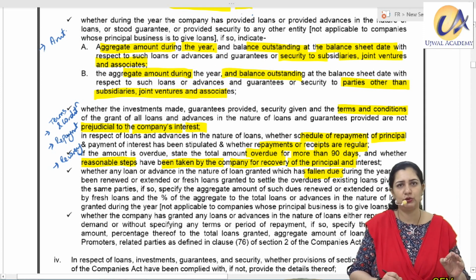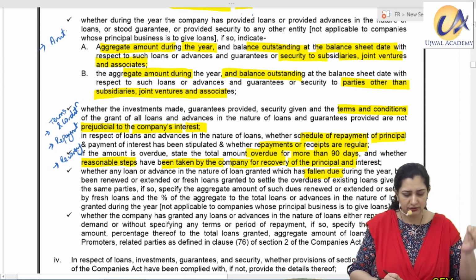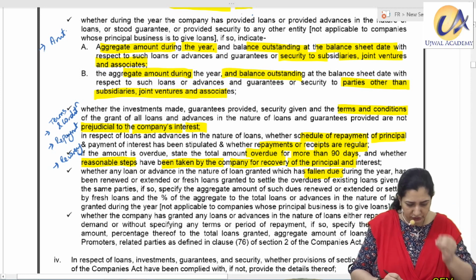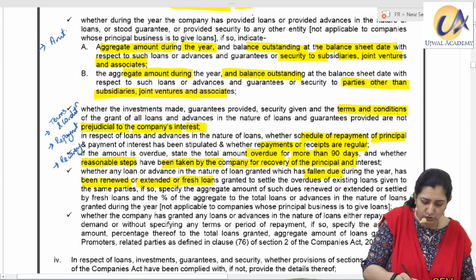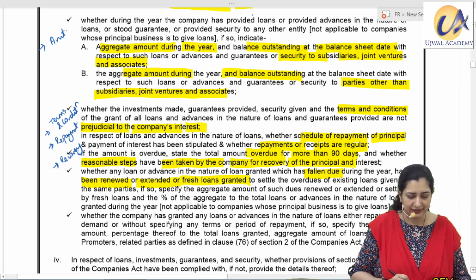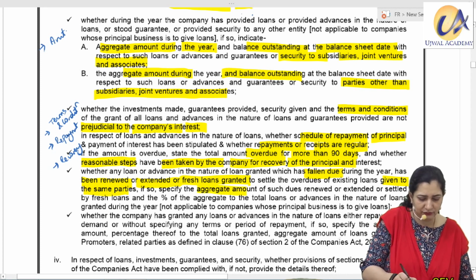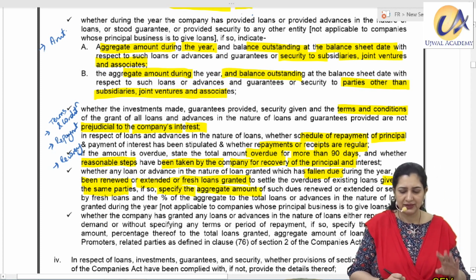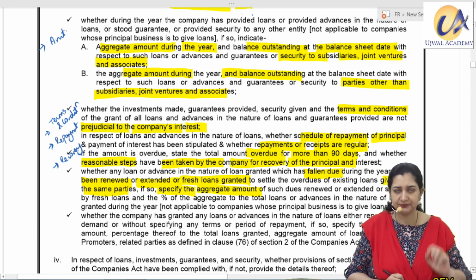please highlight what I'm doing, because it will help you to focus on the main points. Okay. If the loan had fallen due, has it been renewed or extended, or was a fresh loan granted to the same party? Then give that amount also. We want that amount both in terms of amount and in terms of percentage.